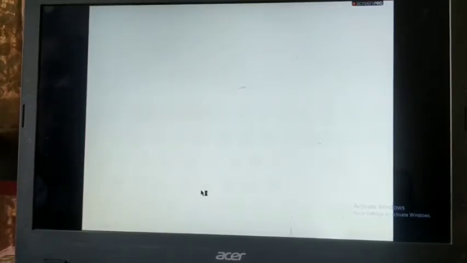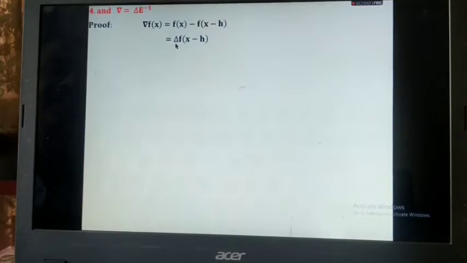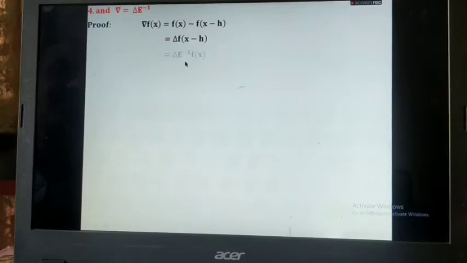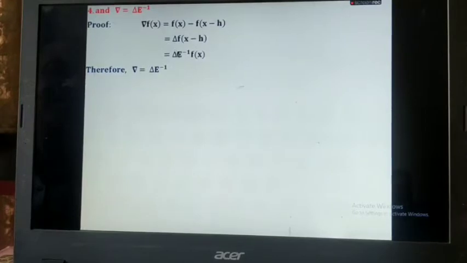Next, the fourth relation, ∇ = Δ·E⁻¹. For that, consider ∇ f(x) again, which is f(x) − f(x−h). So this is nothing but Δ f(x−h). Using the definition of Δ f(x), we may define this as Δ of f(x−h). Keep that Δ as it is, and f(x−h) is written as E⁻¹ f(x). Eliminate f(x) on both sides. Therefore, ∇ = Δ·E⁻¹.